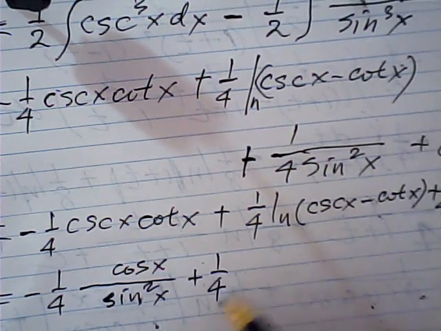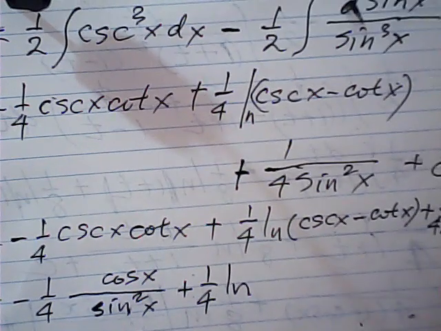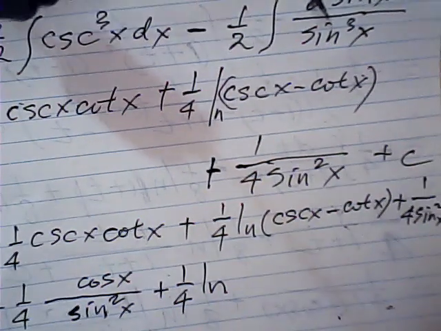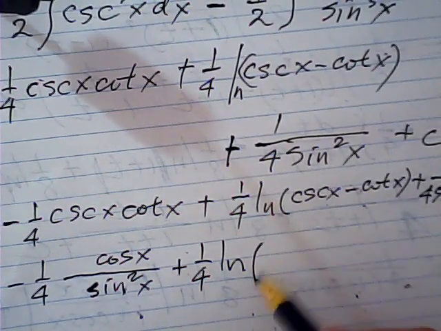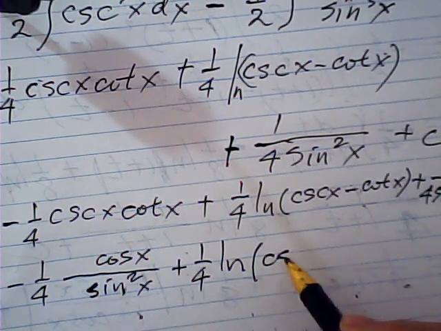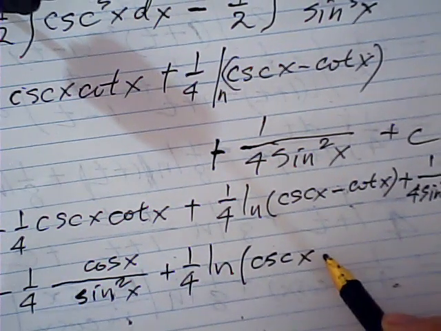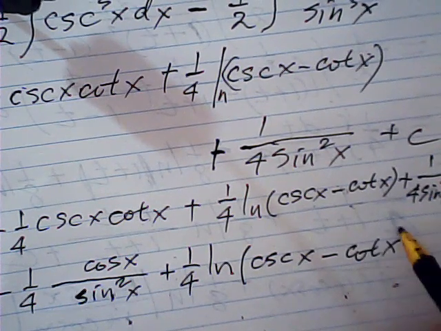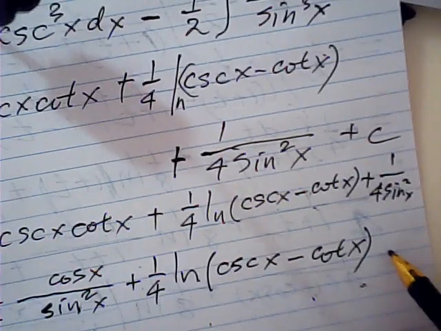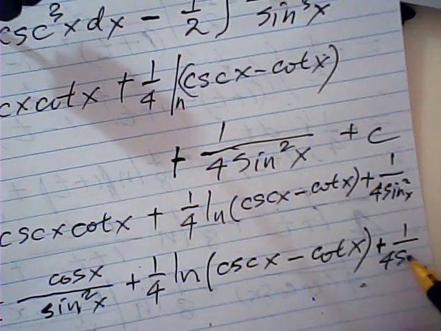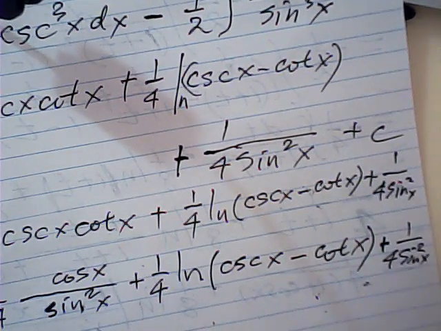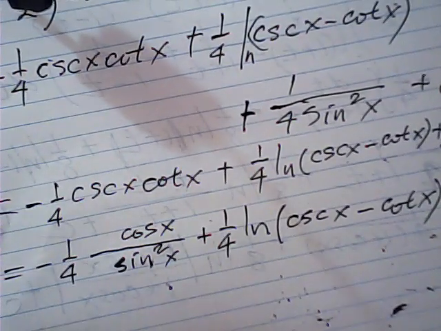Plus 1/4 natural log cosecant minus cotangent x, minus a plus 1 over 4 sine square x. Now this one and that one I can combine, right?